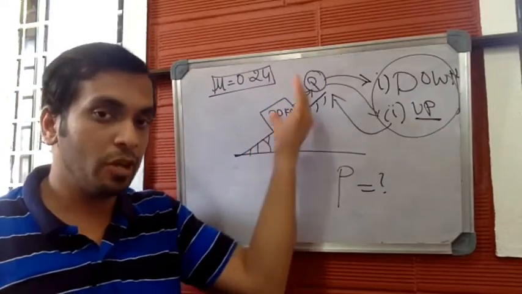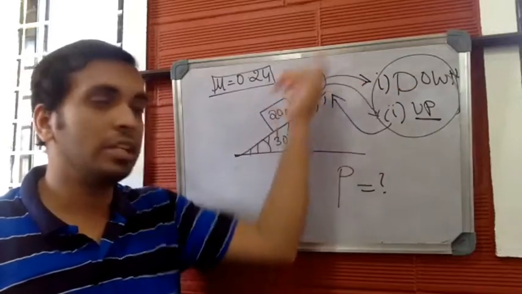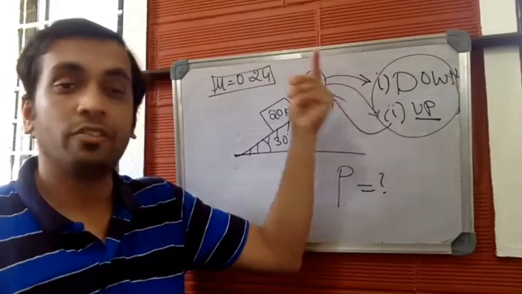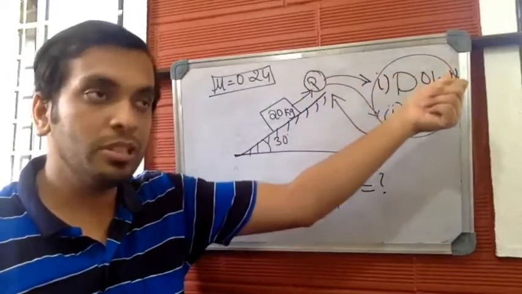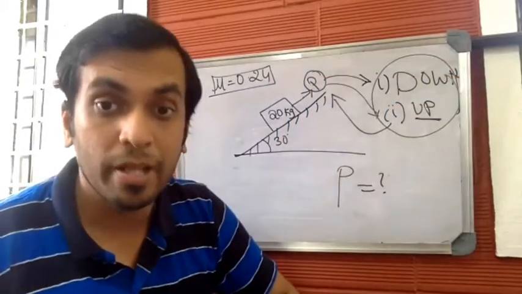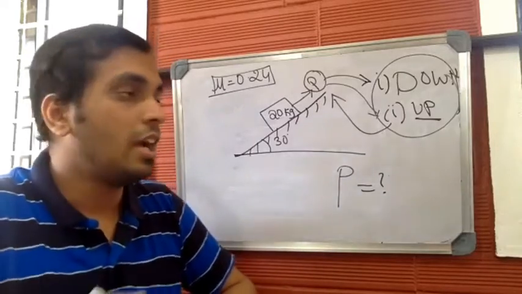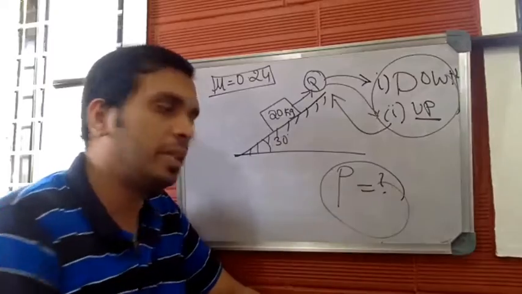Irrespective of the direction of external force, it remains the same. When the body moves downwards, you have to find the value of P, and when the body moves upwards, you have to find the value of P. These are the two conditions: when the body impends down the plane and when the body impends up the plane. This is all about the given question, and what is to be found will be P.